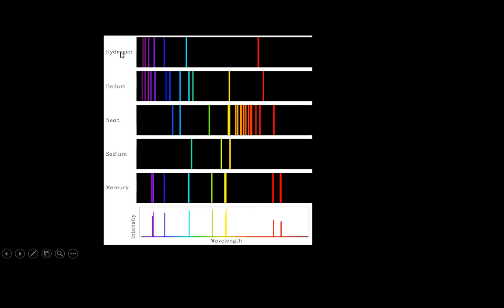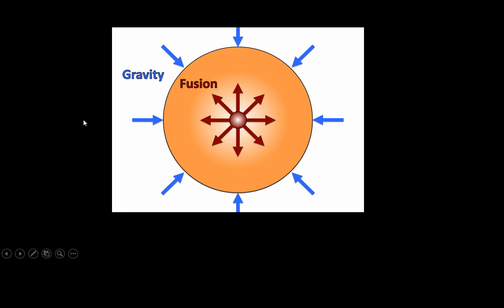And hydrogen isn't the only element that's got its unique signature. Every element has its unique signature. So we can compare the signature of a star to the signatures that we know, and we can pick out the elements that are there. So why are there different elements inside of a star?